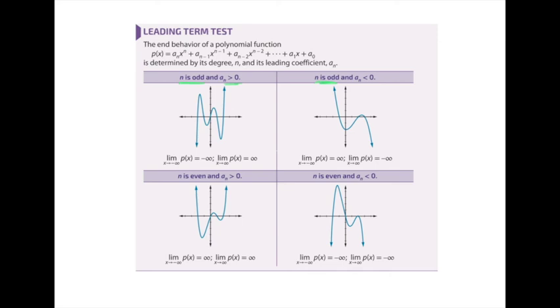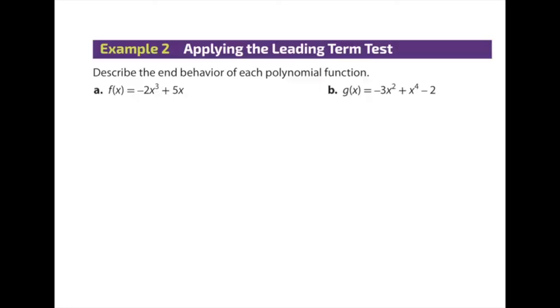If it's even and positive, they are both going to go up on the ends. If it's even and negative, they're both going to go down on the ends, okay? Now, we're going to talk about what happens in between, but for now, we're just talking about the ends of the graph themselves, okay?